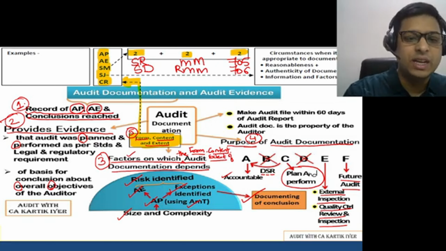Answer number 6 is basically when we see about this audit process performed, audit evidence obtained, significant matters, significant judgment, conclusions reached.